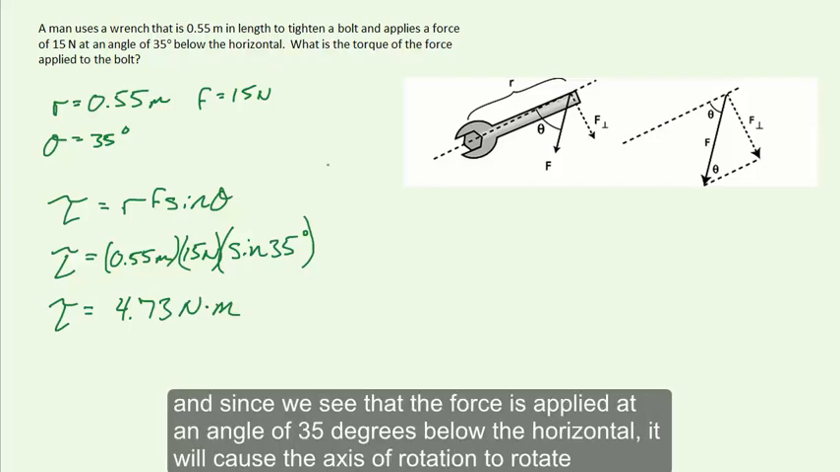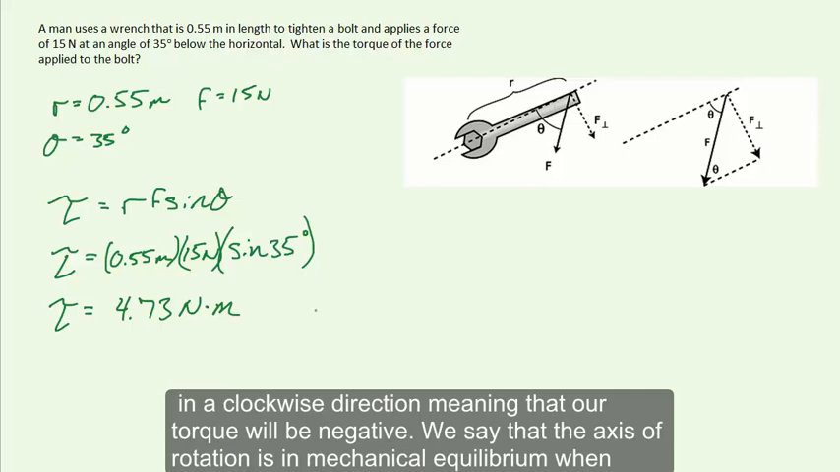And since we see that the force is applied at an angle of 35 degrees below the horizontal, it will cause the axis of rotation to rotate in a clockwise direction, meaning that our torque will be negative.